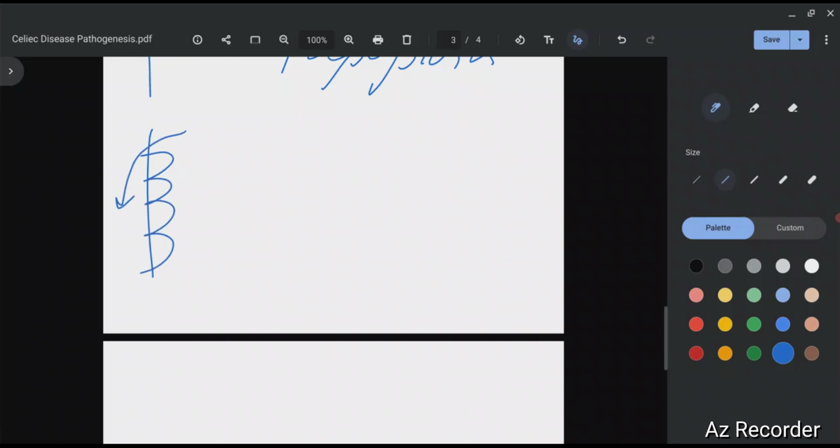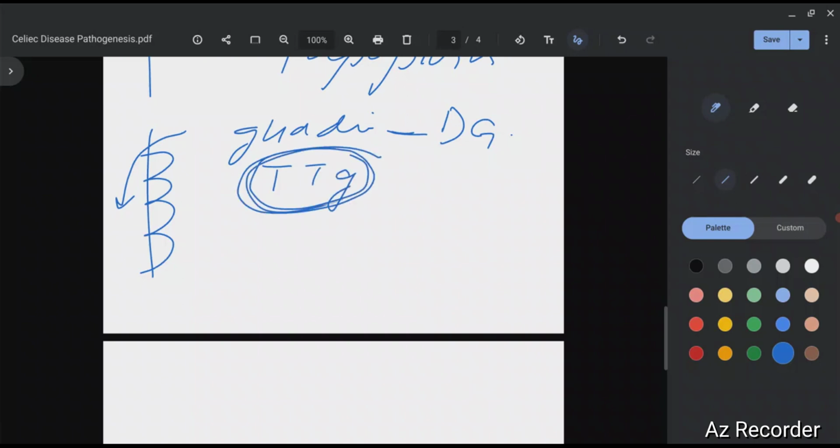Inside the lamina propria, you have an enzyme to convert gliadin to deamidated gliadin. Okay, we are going to read the text together so everything will be clear again. The enzyme that converts gliadin to deamidated gliadin is known as tissue transglutaminase. Tissue transglutaminase. This is very, very important. This is high yield. Remember its name. So you have tissue transglutaminase enzyme in the lamina propria, which converts your gliadin into deamidated gliadin.